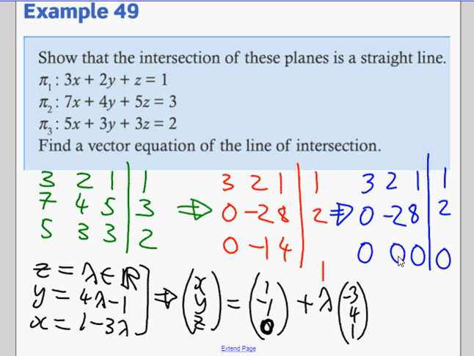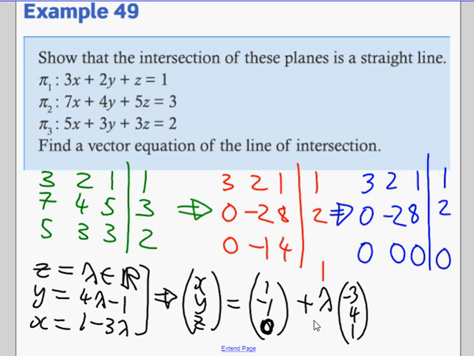So the final row tells us that there are infinitely many solutions, because the simplest way to deal with this is to say, in this row, if I let z be any lambda real number, then by substituting that in this row, I can determine that y is 4 lambda minus 1, just by rearranging it. And then by replacing this x and y in this row, I can find that x is 1 minus 3 lambda. These are parametric equations of a straight line, which I can write like this.